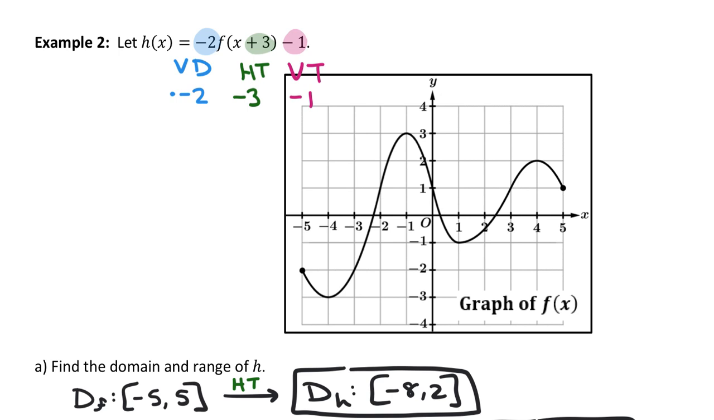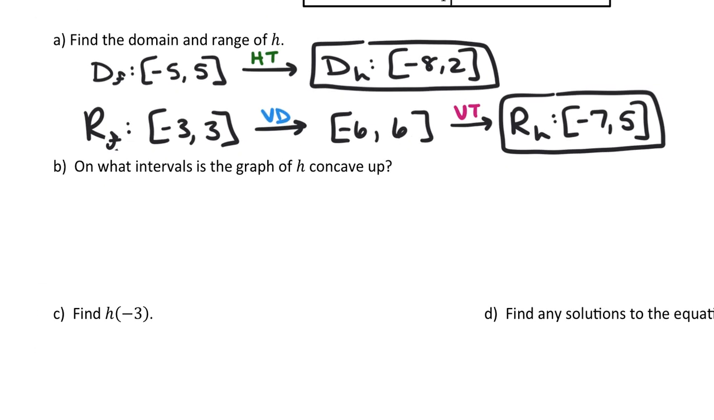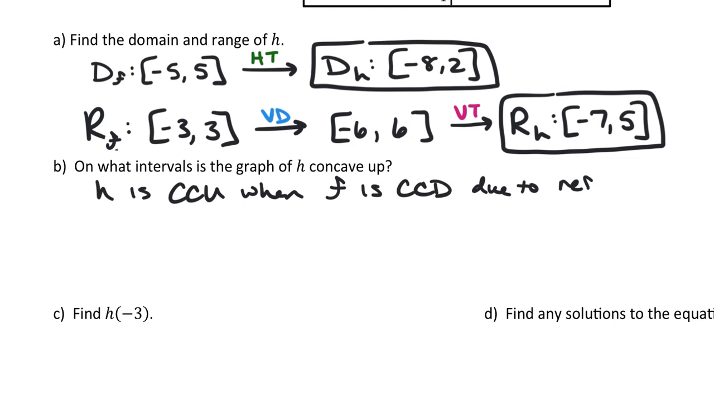Here's the thing though. We are transforming this graph with a vertical reflection. So is H going to be concave up the exact same places where F is concave up? No, because we're flipping it all over. So in fact, because of this reflection, H is going to be concave up when F is concave down, because you're flipping it over. And again, this is due to the reflection.